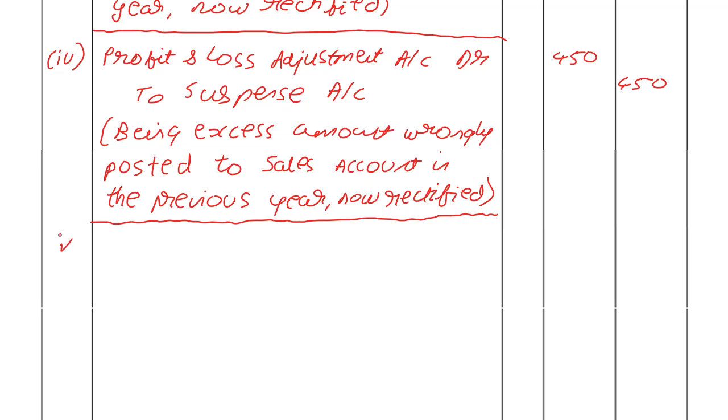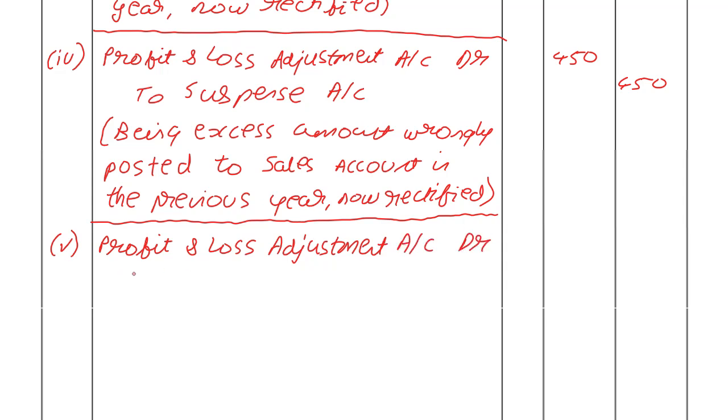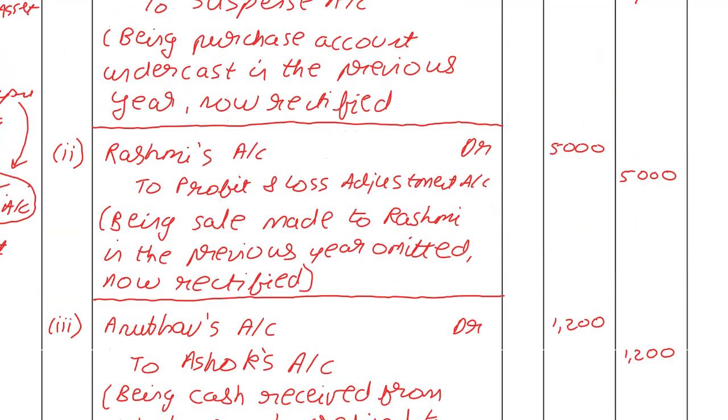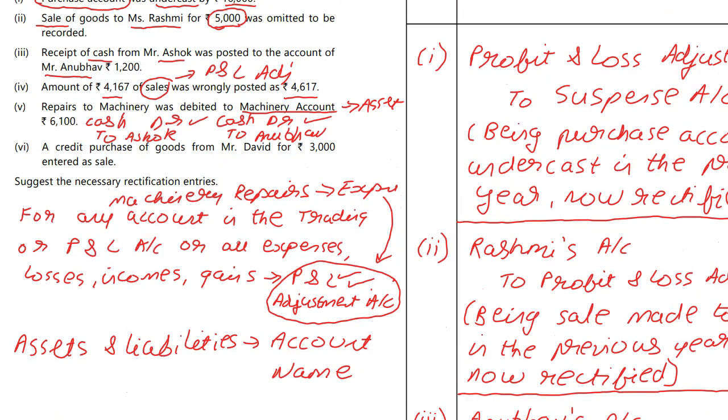Okay, so going down here, we have number 5, profit and loss adjustment account debit to machinery account. You wrongly debited the machinery account. We are crediting the machinery account. How come we can do that to the machinery account? Because the machinery account is an asset account. Asset and liability accounts, you can directly use the names, even if the financial year has ended.